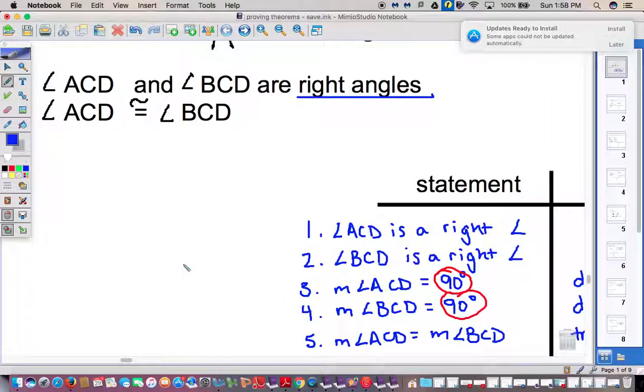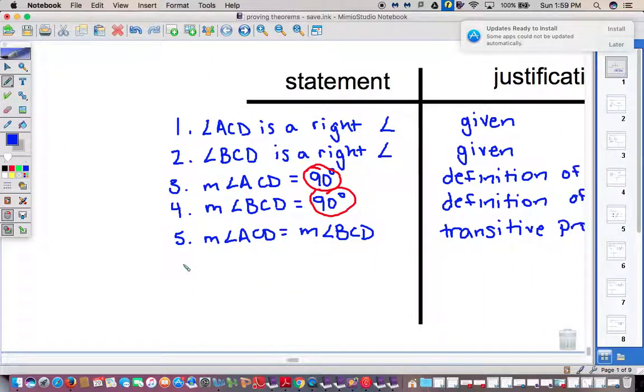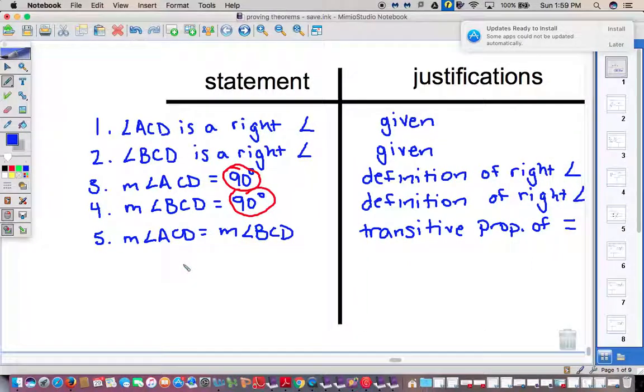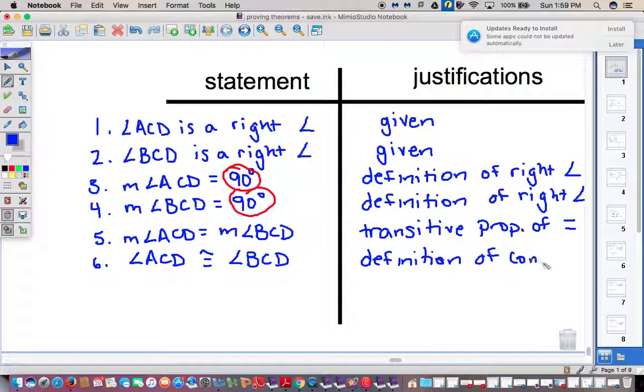Now that's not what we're trying to prove though. We're trying to prove that these two angles are congruent to each other. So we can switch between measures being equal and angles being congruent by using the definition of congruency. So our sixth step would be that angle ACD is congruent to angle BCD by the definition of congruent.